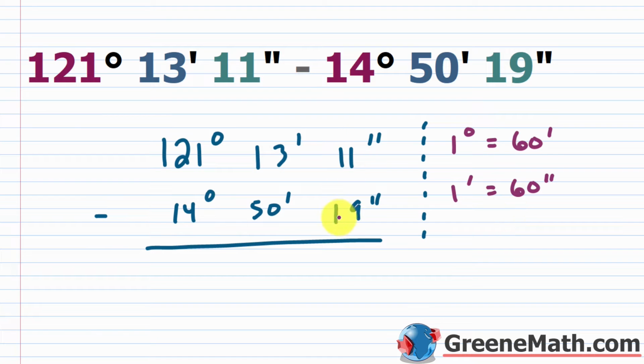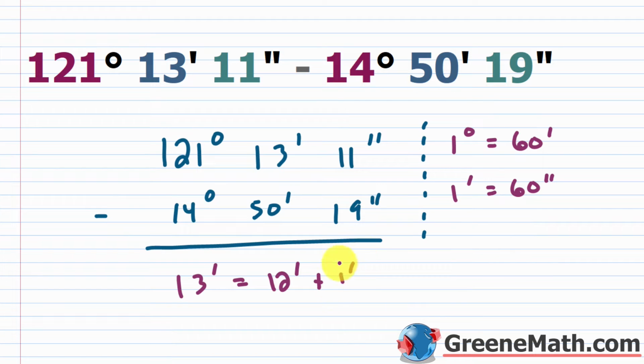Now, when you go to subtract, just like when working with a vertical subtraction, the top number needs to be greater than or equal to the bottom number, right? We don't have that. 11 is less than 19. So what you're going to do is just borrow. I'm going to look in the next column to the left, and I have 13 minutes here. Well, 13 minutes can be written as 12 minutes plus 1 minute, right? I didn't do anything illegal.